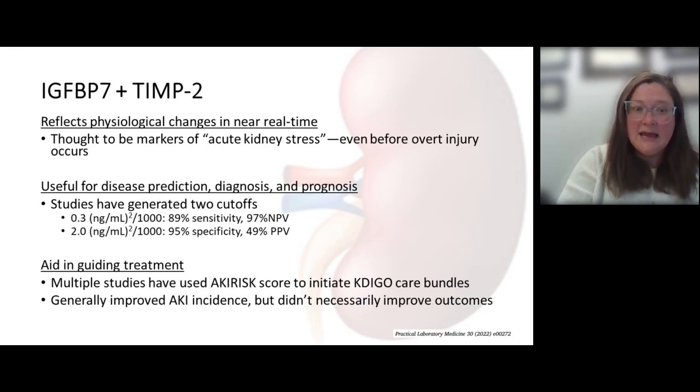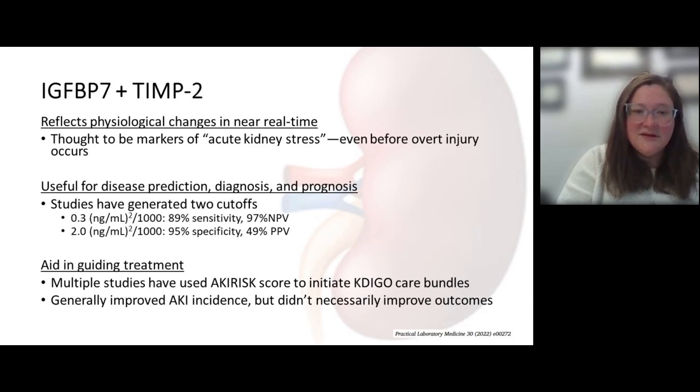So this is that AKI risk score. If it's below 0.3, sensitivity has been shown to be 89% with a 97% NPV. So a low NephroCheck is very good at ruling out AKI. If it's greater than 2, that reflects a 95% specificity and about a 50% positive predictive value.